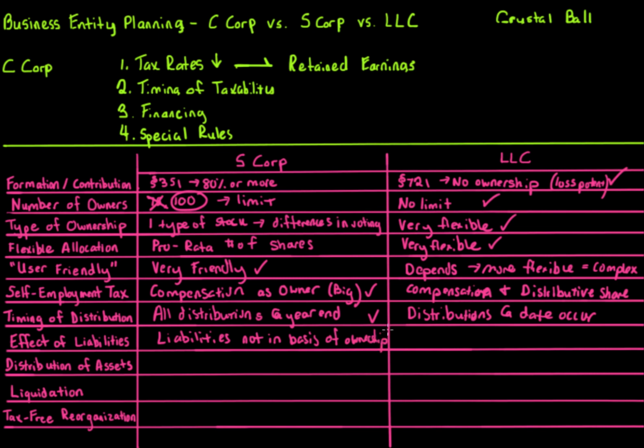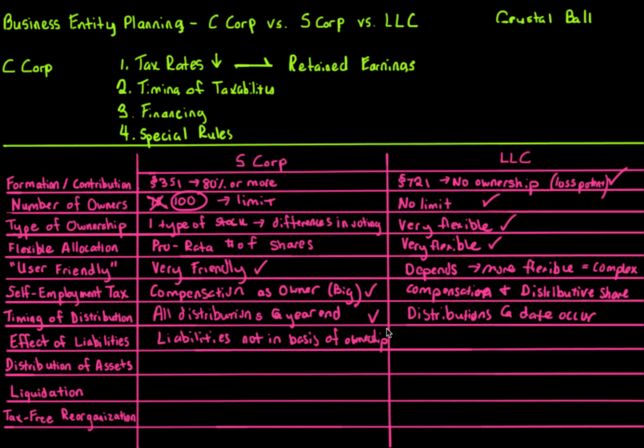It has its own basis. And that's when an owner of an S corporation personally guarantees a loan or personally makes a loan to the S corporation. And what happens is you have your basis in your S corporation stock and you have your basis in the loan. Two separate, and it creates all sorts of ordering rules.